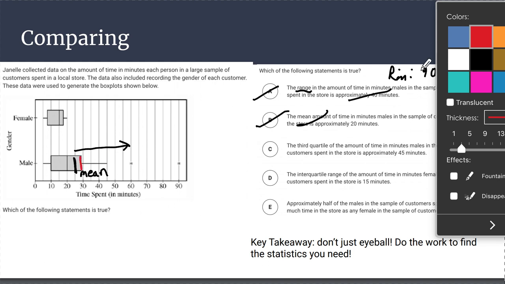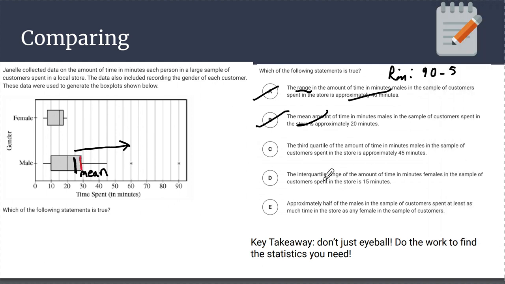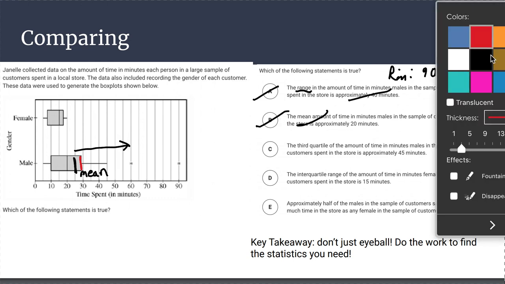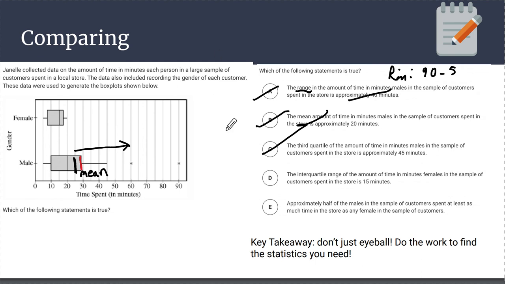Is it about, what are they saying for us here? 45 minutes? No. 45 minutes, that'd be the fourth quartile. So C is false. Again, see how we're going through each of the work? We're not trying to shy away from doing the actual work here.